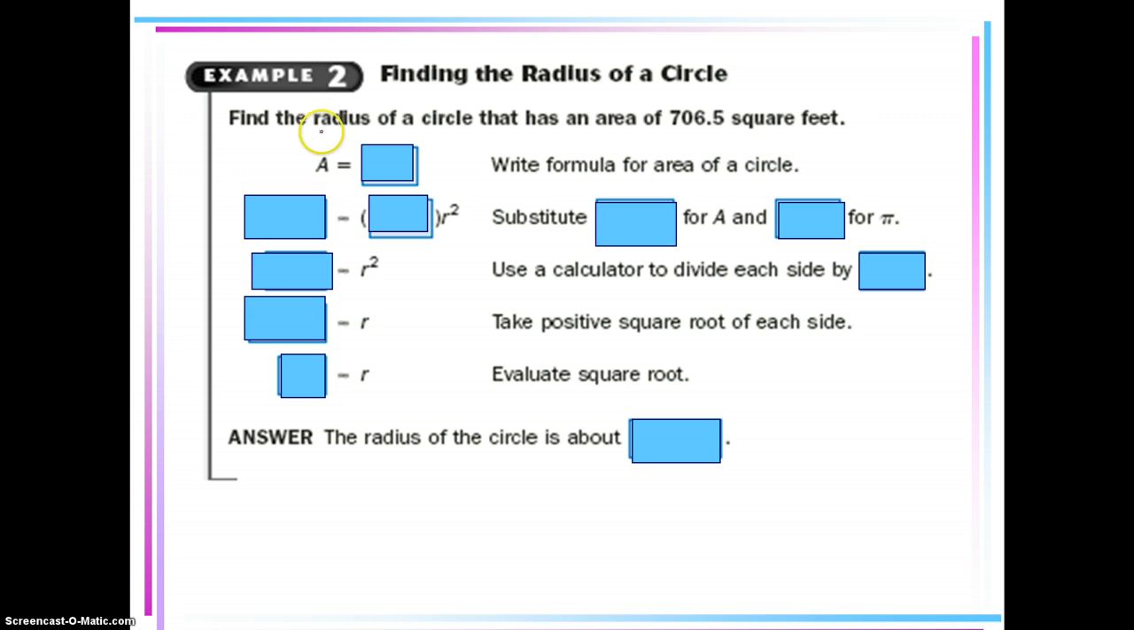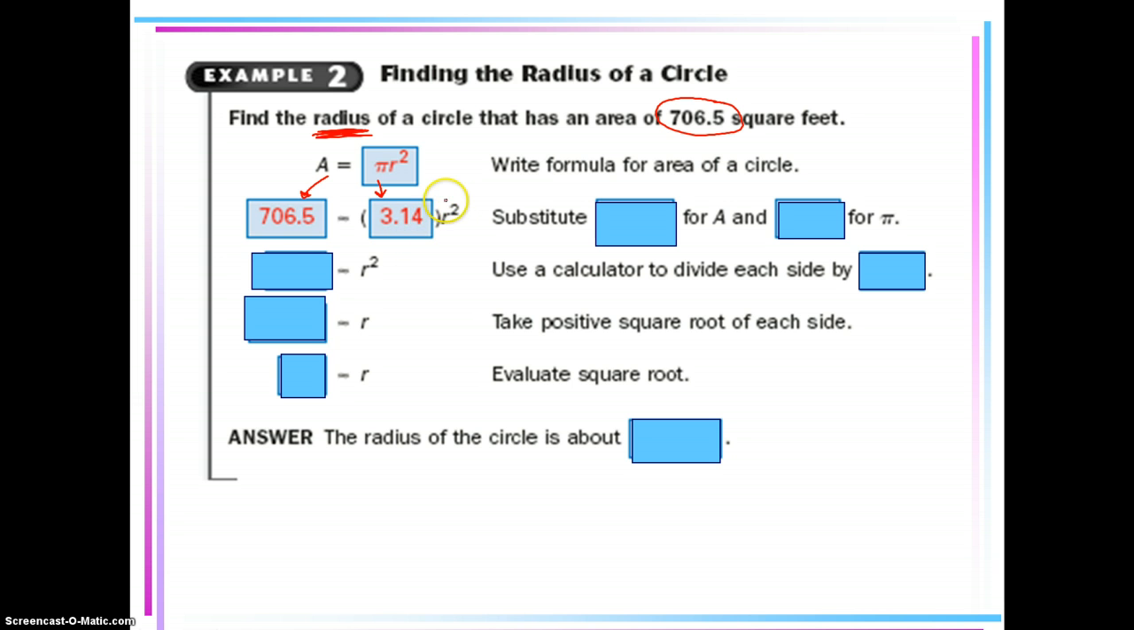This time we're going to do the reverse and find the radius. We know the area is 706.5. Here's the formula. Let's substitute in what we know. We know the area, 706.5. We know pi, and that's it. We do not know r. Make sure you're listening carefully, because this does get a little tricky for some people.